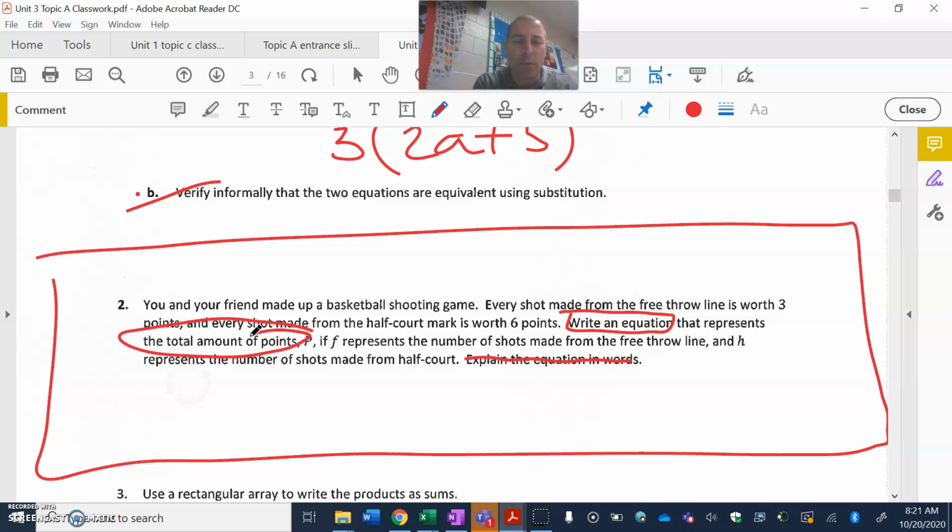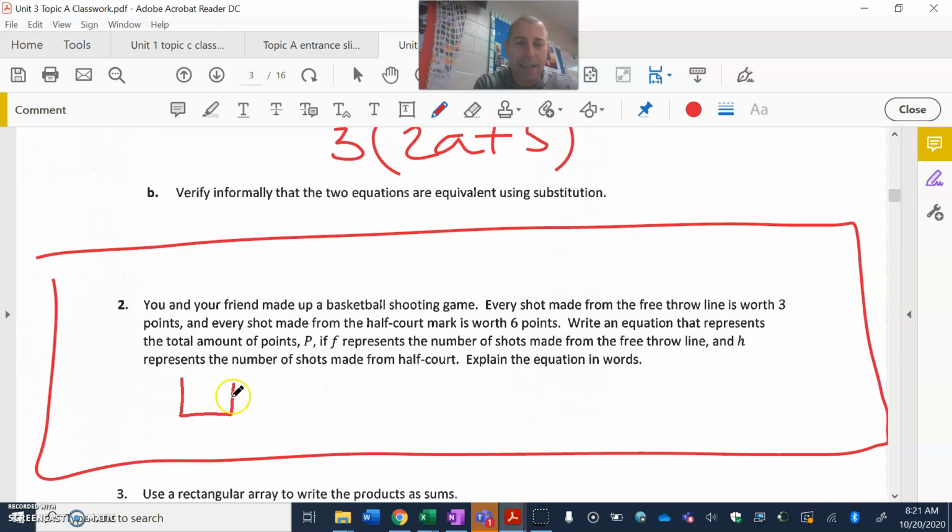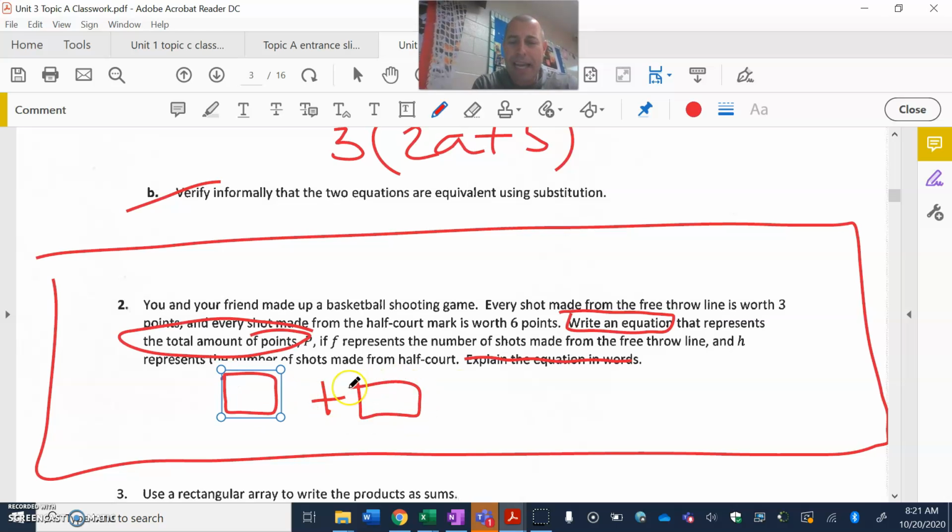So the idea here is we are going to add two things together. All right. We're going to add, oh my goodness, I knew I should have been patient there. We're going to add two things together, and it's going to equal the total amount of points. Well, this is where we start putting things into place here. Okay, well, what do they want me to use for the total points?